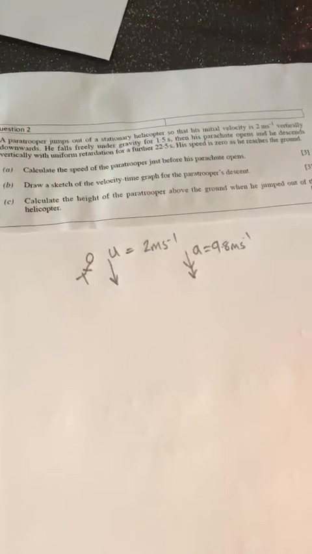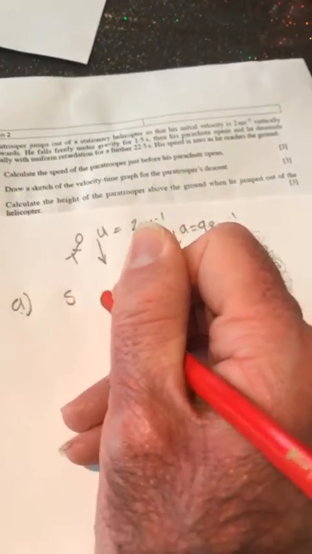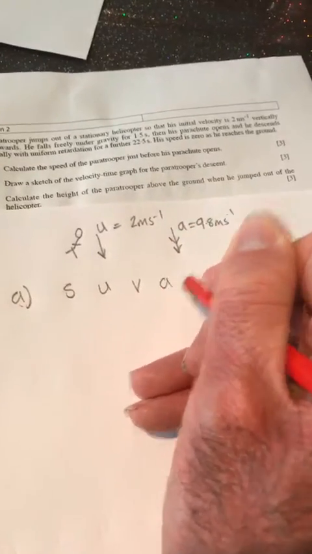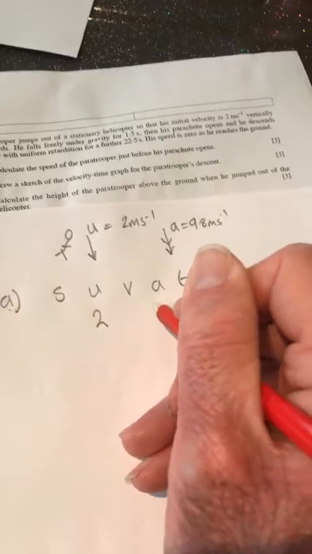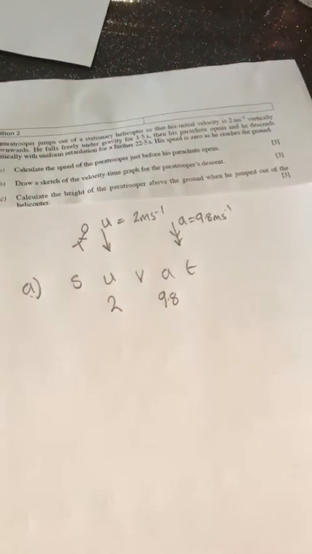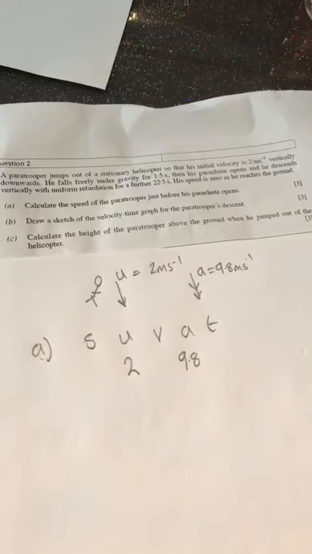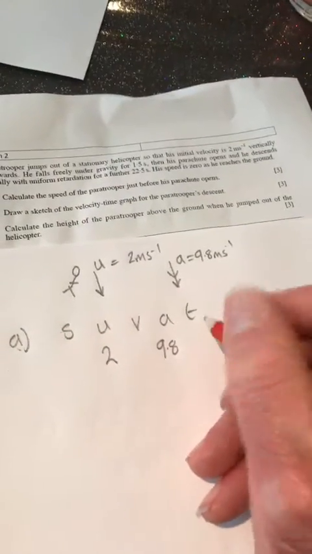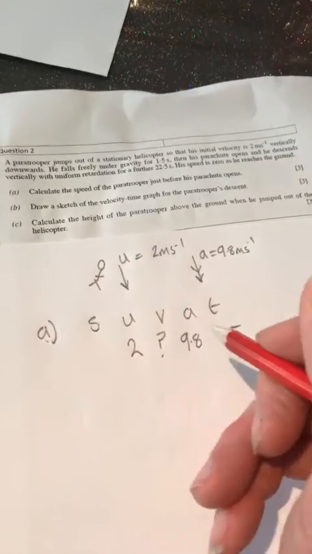Okay, so part A. Calculate the speed of the paratrooper just before his parachute opens. So if we think about it, first thing you do is write your SUVAT. Well, we know his initial speed was 2. We know that gravity is positive 9.8 because he's travelling downwards, so gravity will be positive in this case because he wasn't moving against gravity. And we know that after 1.5 seconds his parachute opens, so we know that t is 1.5. What we don't know is v.